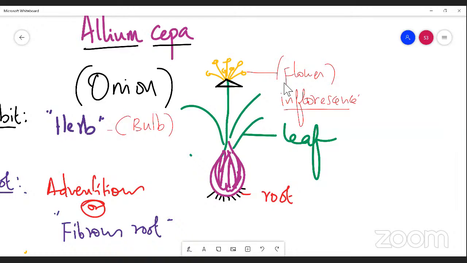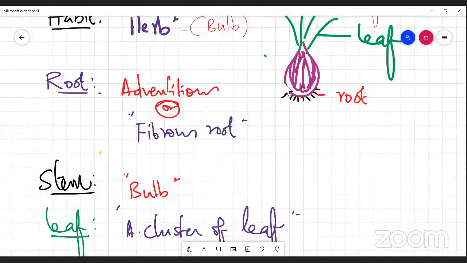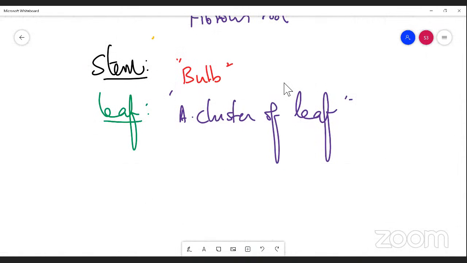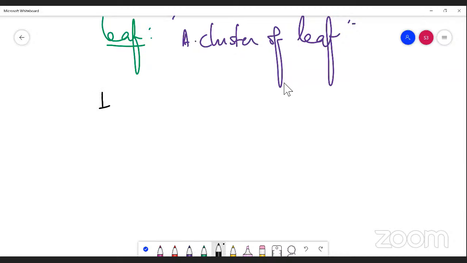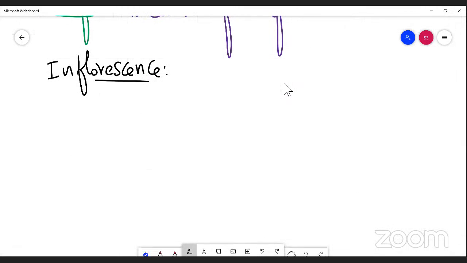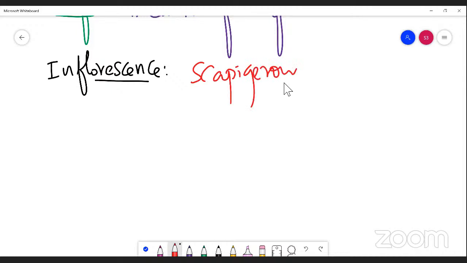The bulb is the growth or structure of Allium cepa, which is very long and covered. The bulbous structure originates from the underground stem. So that is the nature of the leafy portion, right? And talking about the inflorescence, the type of inflorescence is scapigerous. Scapigerous inflorescence means the inflorescence which arises from the bottom of the bulbous structure or bulb, which is very long and cylindrical.